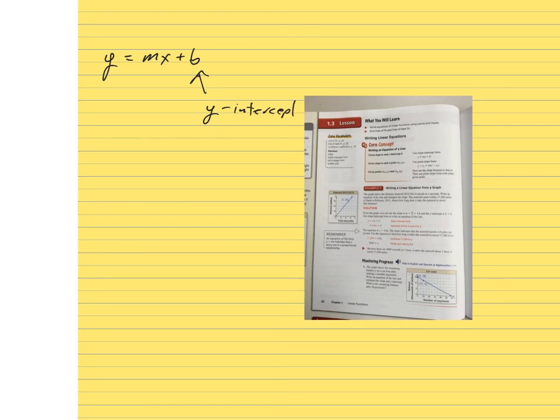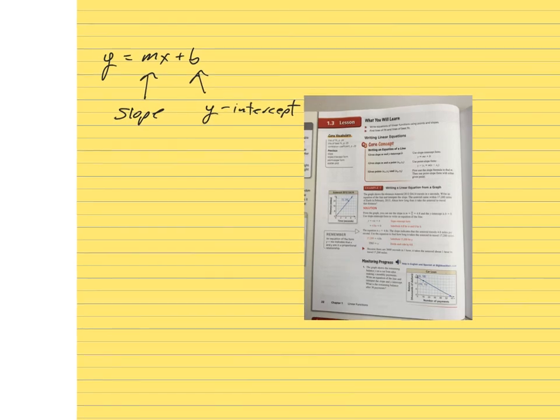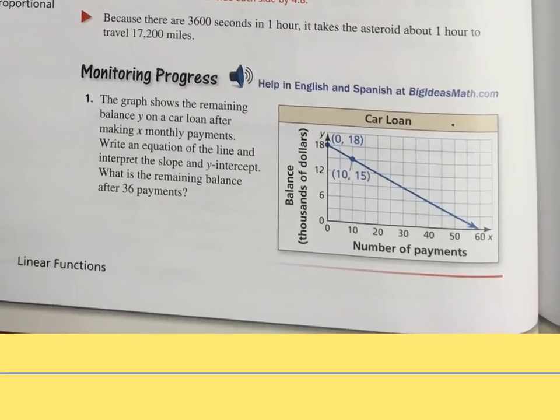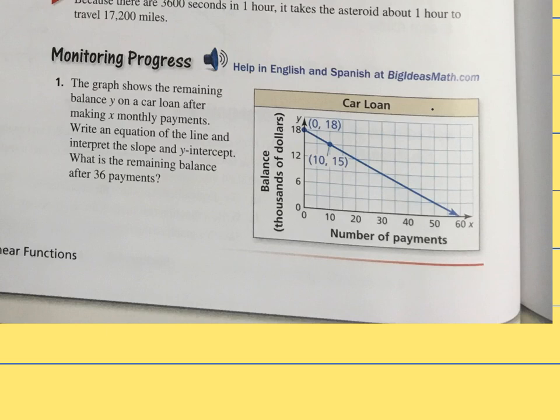One part of your homework is going to be to look at a graph and determine the slope and the y-intercept from the graph, and then just plug in the values to create the equation. Yes, it's the rise over run thing. So here, let me give you an example. Here's monitoring progress. You're going to get questions like this. You'll get 4 of these on the homework, and the idea is to write the equation for this.